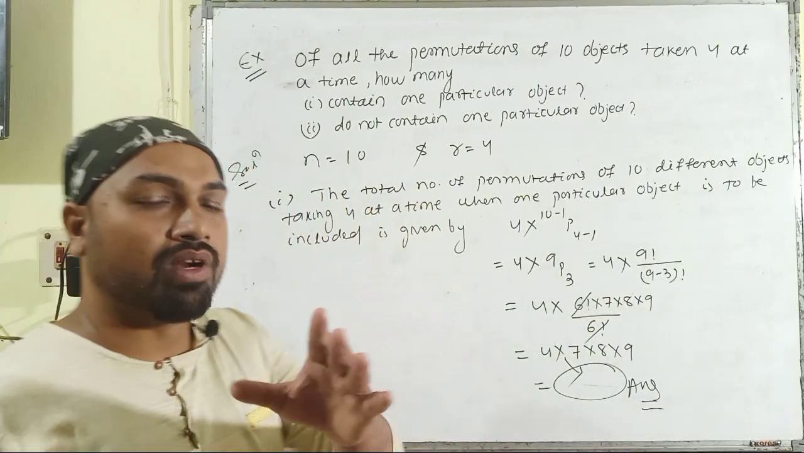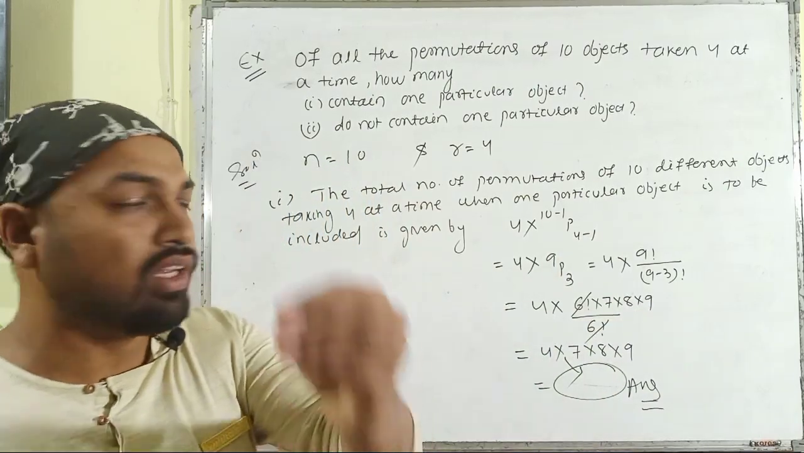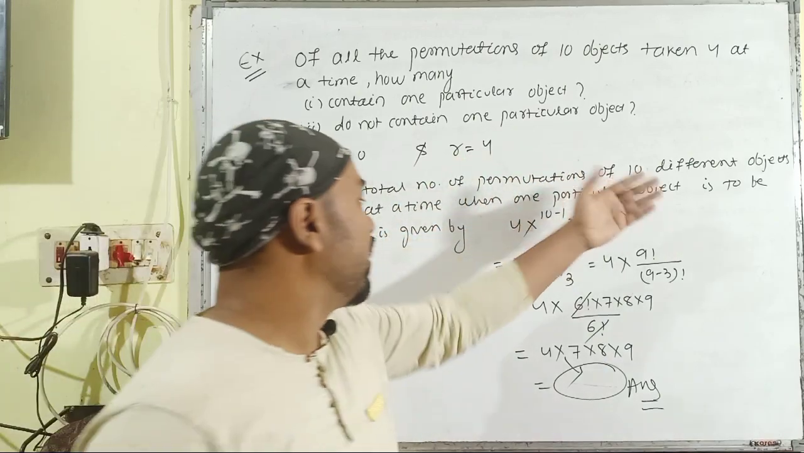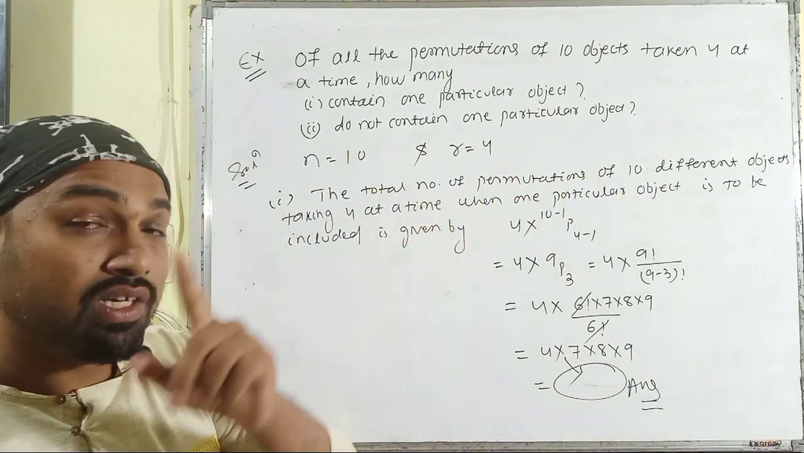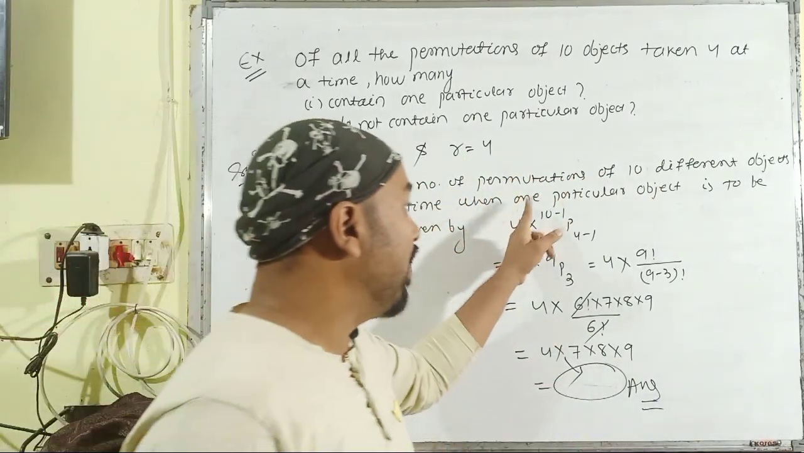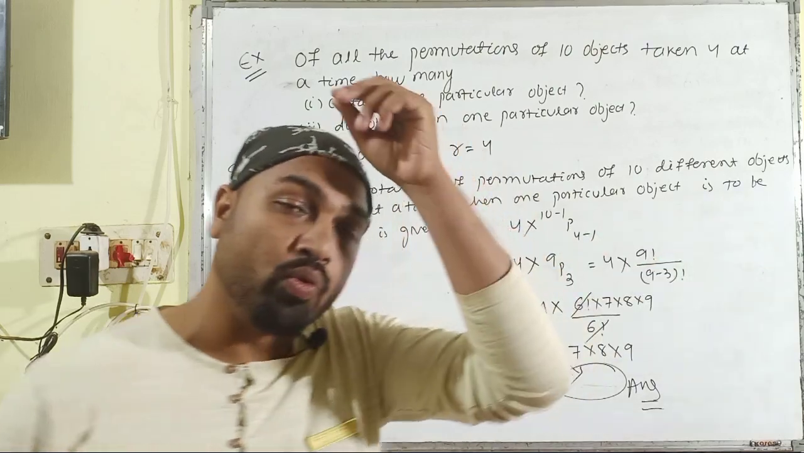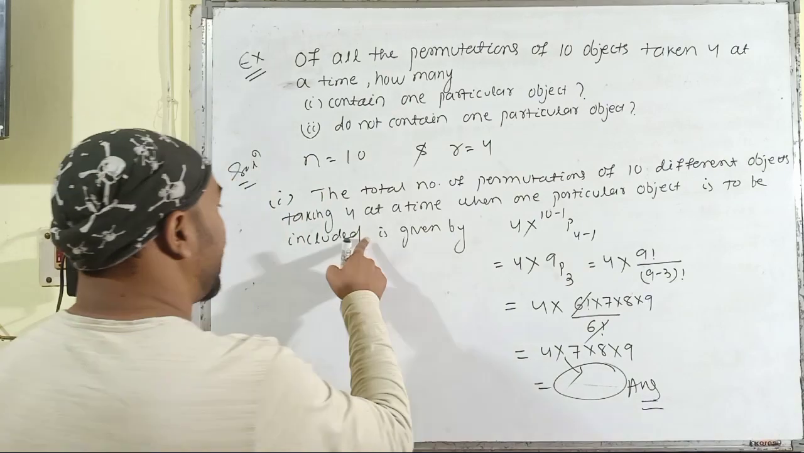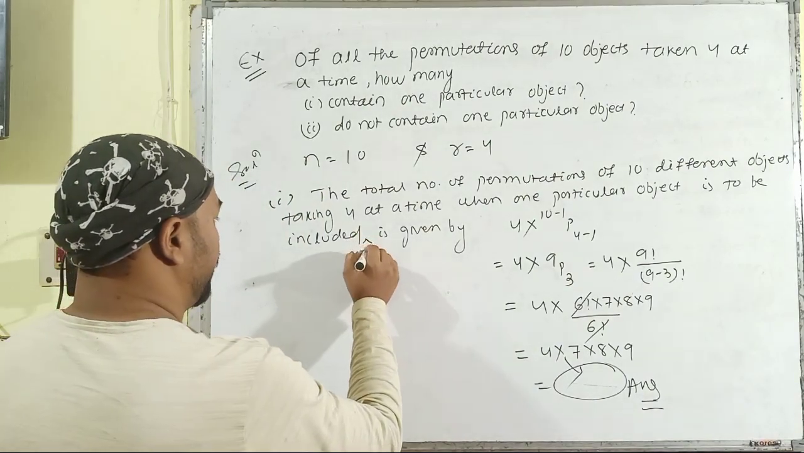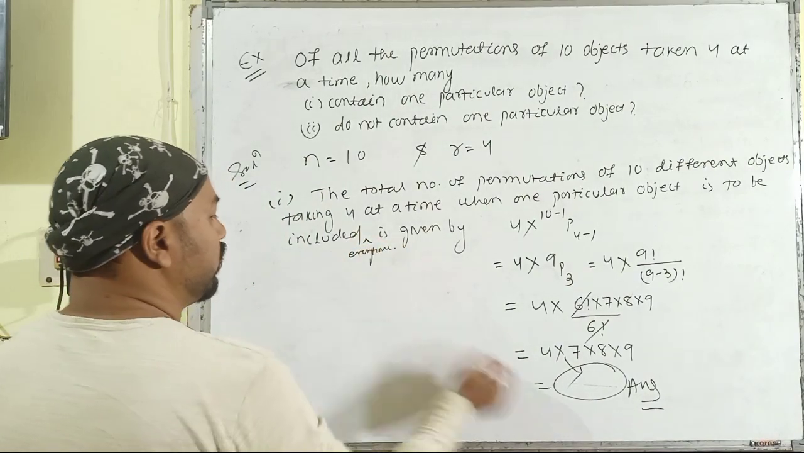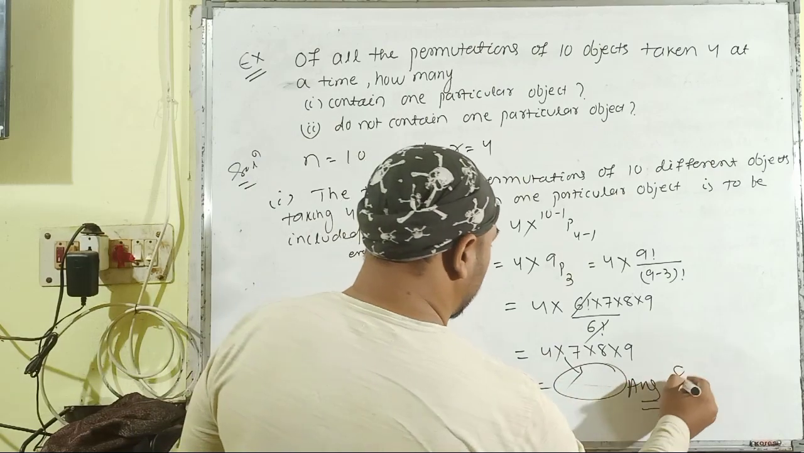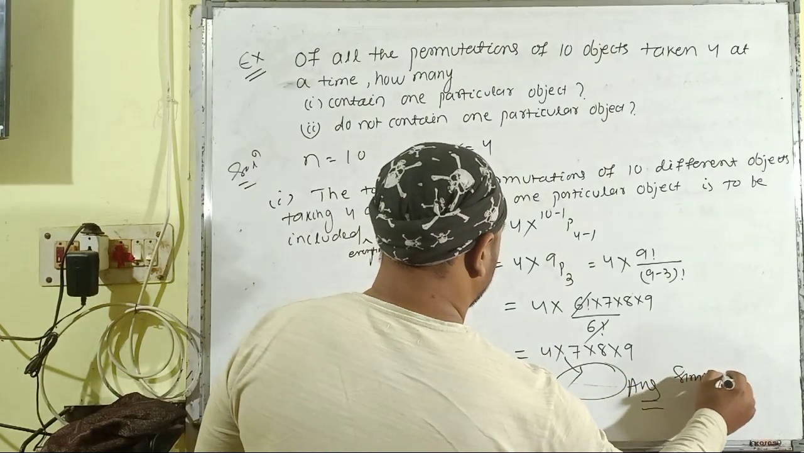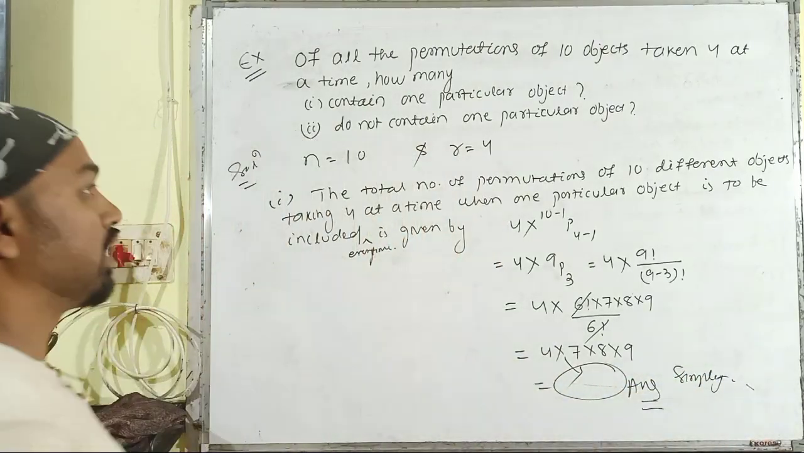That is the total number of permutations we can define for 10 different objects taken 4 at a time, whenever one particular object is to be included every time. So this is the result. You just have to multiply, simplify and find out the answer.